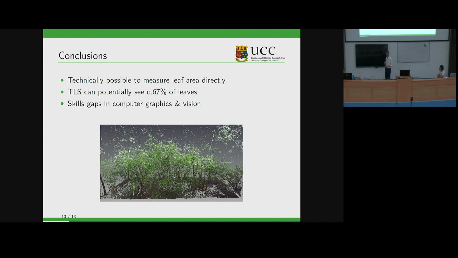The big skill gap that I'm finding personally is in computer graphics and computer vision. That's not because the techniques aren't well developed, it's because the people with those skills go into other industries where they get paid a lot more than I can. So getting the insights from computing, particularly software developments and gamers, is going to really transform our ability to turn these point clouds into something that looks more like the real world.